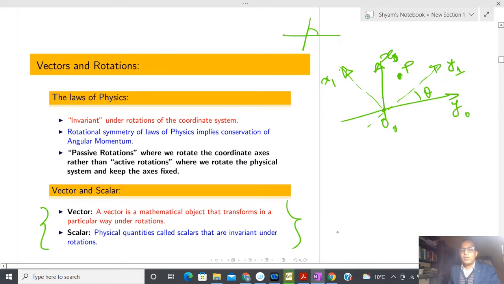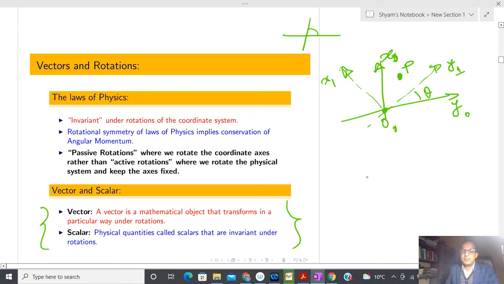Okay, so now I am going to ask you one very simple question. Suppose that I am going to rotate this coordinate axis, and here this is the point. So what do you think, suppose I am going to check the distance from this point to this point, so that is going to change or that is going to remain the same?